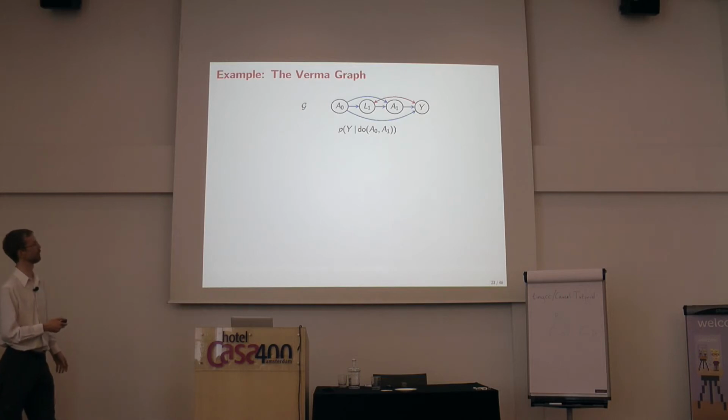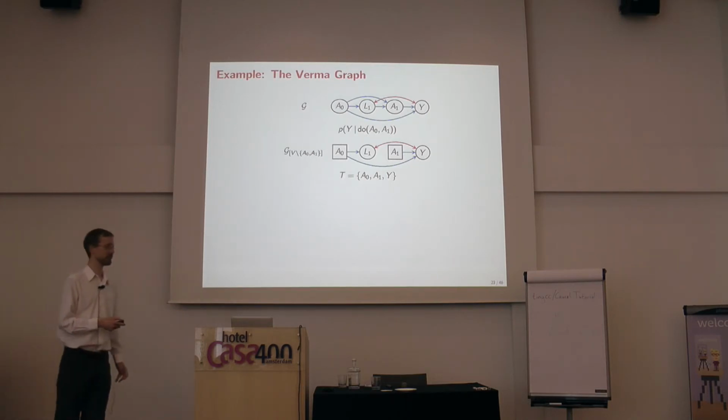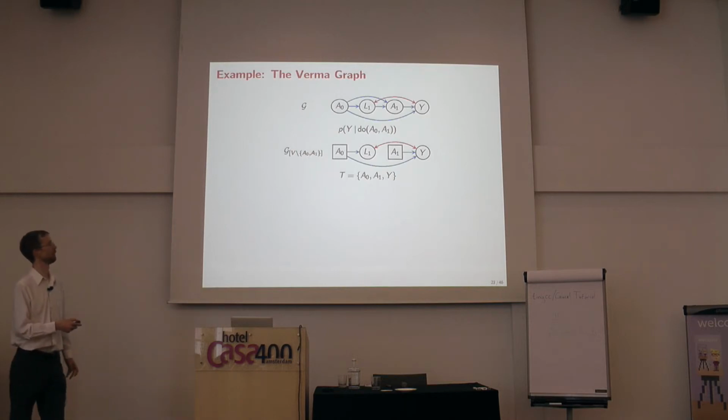So in this case, we want to see, can we identify the distribution over Y when I intervene on A0 and A1. So here, my first step, remember, is to intervene on the variables that I want to intervene on, which are A0 and A1. This gives me this graph. And then I restrict to the ancestors of Y, which in this case is just A0, A1, and Y.